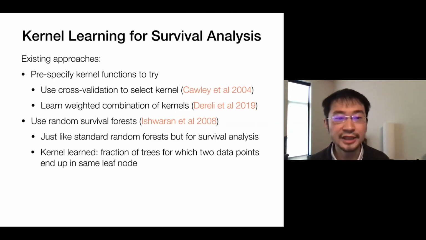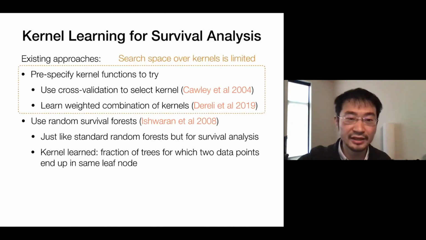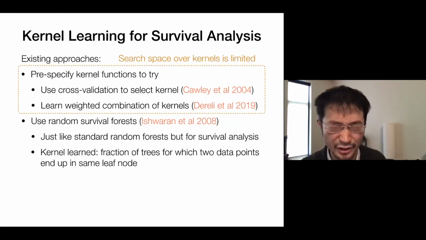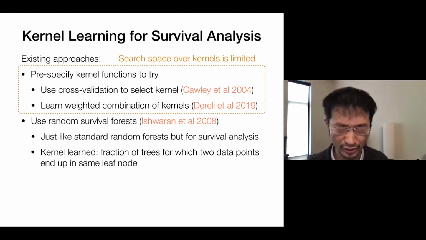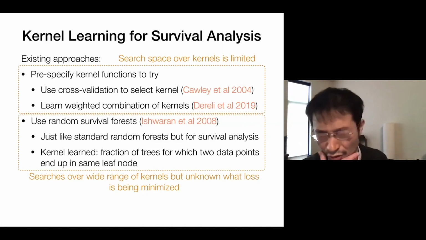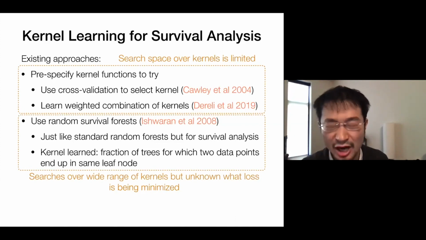So I'll just say, for these existing approaches, basically in this top part here, we're searching over a fairly limited space of kernels. You kind of have to pre-specify them, and then you're picking between those. And for random survival forests, these actually search over a very wide range of kernels, but it's actually unknown what loss is being minimized.